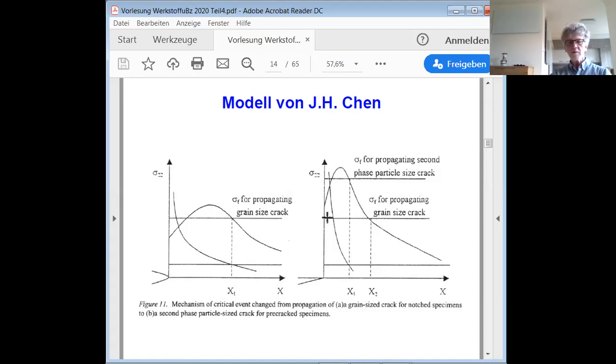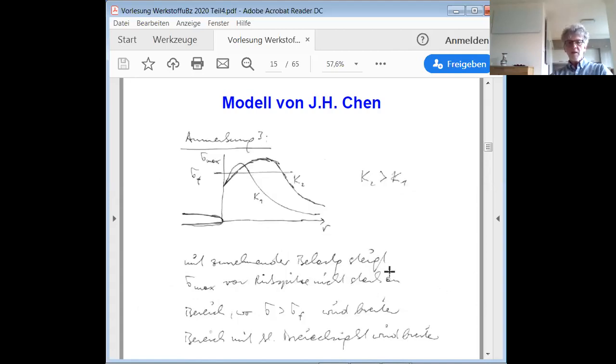Let's assume now that we have the same cleavage fracture stress in the material with a sharp crack. You see now that between the distance X2 and the crack tip, the propagation of a crack nucleus would be possible. However, a crack nucleus cannot be formed in the region between X1 and X2. So if a crack nucleus were positioned somewhere here, cleavage fracture would not be possible. Cleavage fracture is only possible if the crack nucleus is located between X1 and the crack tip.